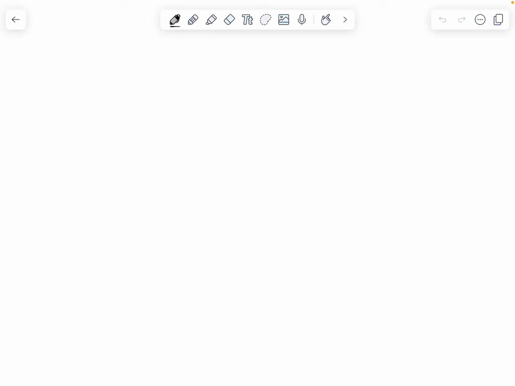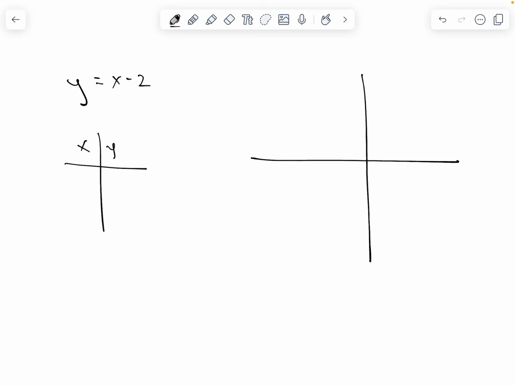Hey guys, this is a video on graphing and factoring quadratics. So let's take a step back and say we have a function like this, y equals x minus 2. And if we want to graph this function, then we can choose any x values we want and see what y value they generate. So let's go ahead and mark this off 1, 2, 3, 4, -1, -2, -3, -4.